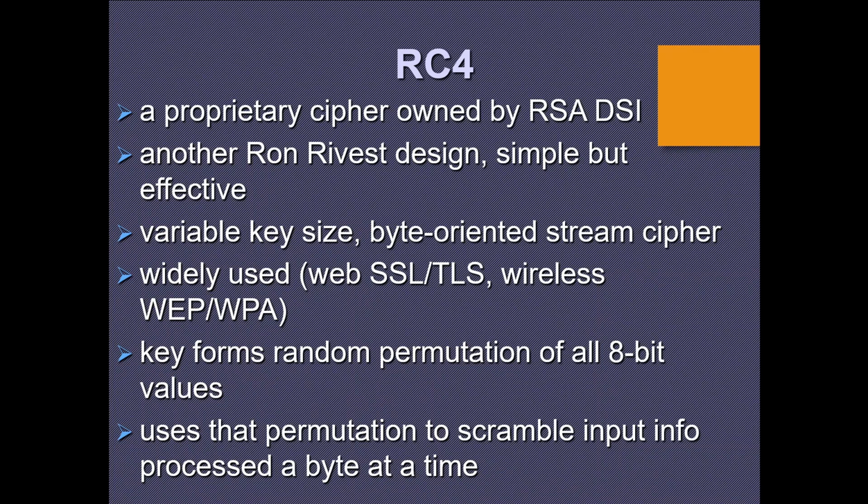RC4 is probably the most widely used stream cipher, and it has a trade secret maintained by RSA Security. In 1994, it was anonymously posted on the internet on the Cypherpunks Anonymous Remailers list. The RC4 key is used to form a random permutation of all the 8-bit values. It then uses that permutation to scramble the input information processed a byte at a time.